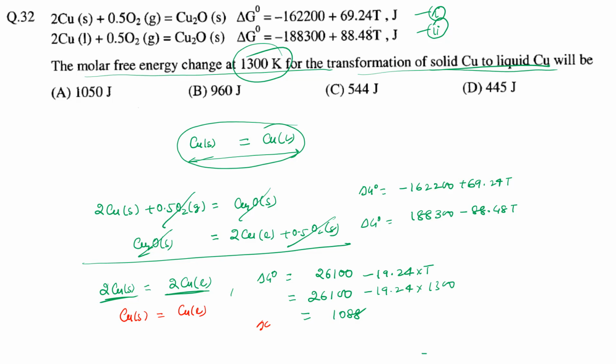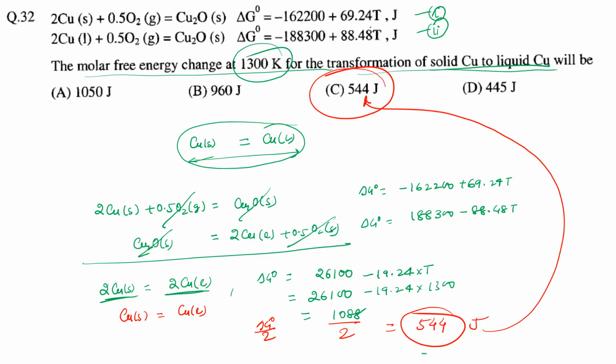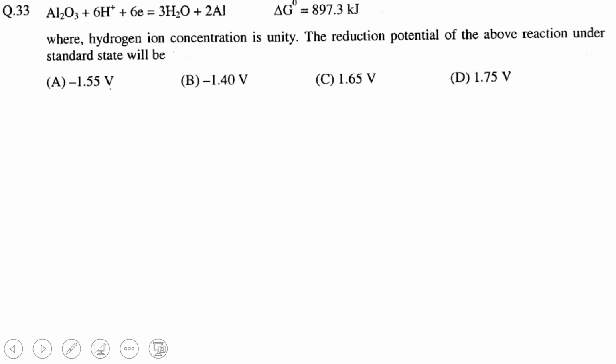So this delta G naught by 2 will be there, right? So it will be divided by 2, it will be 544. Answer will be in Joule. So this matches with option C. Okay, clear? Let us proceed.